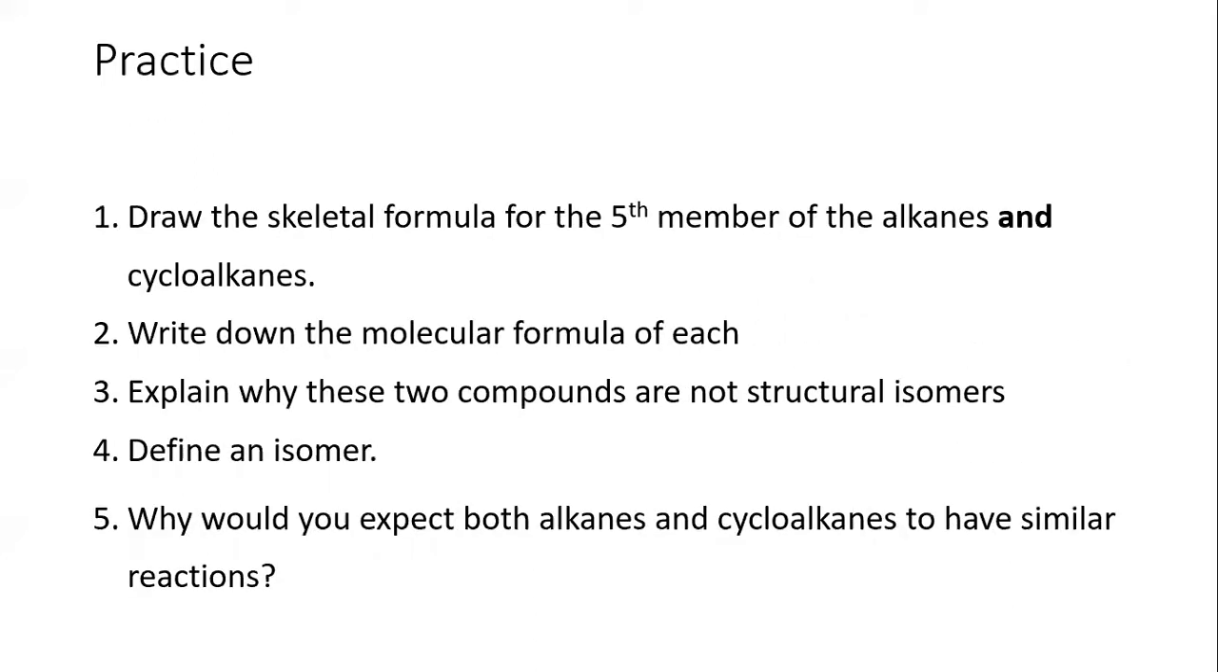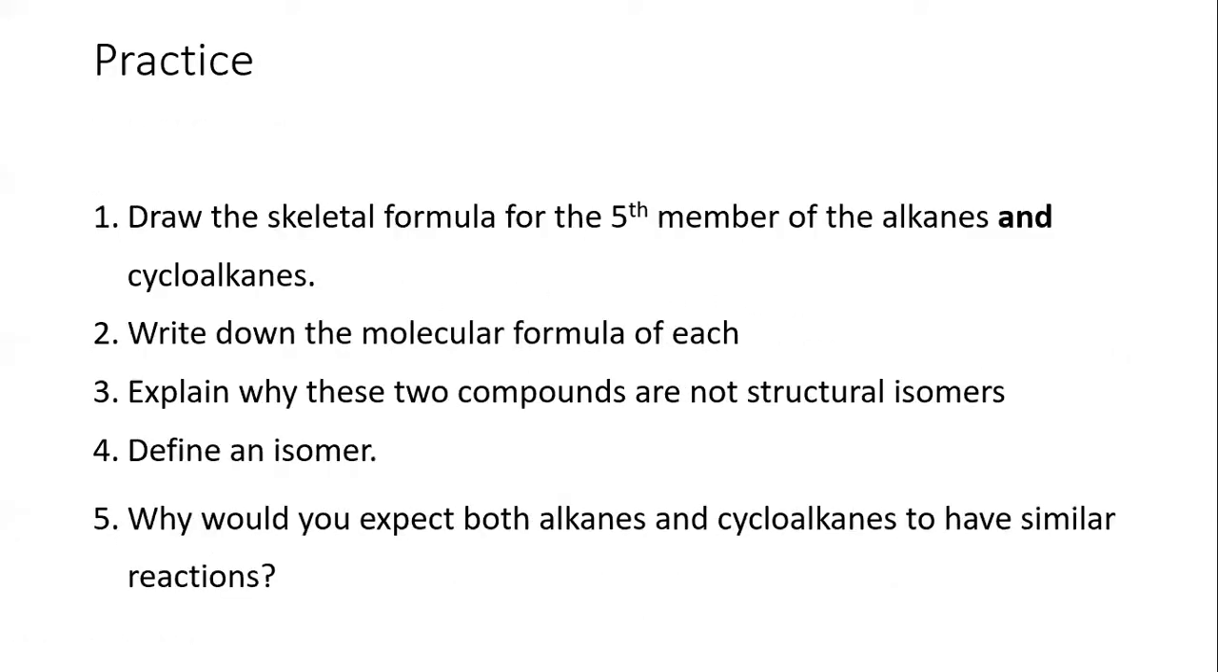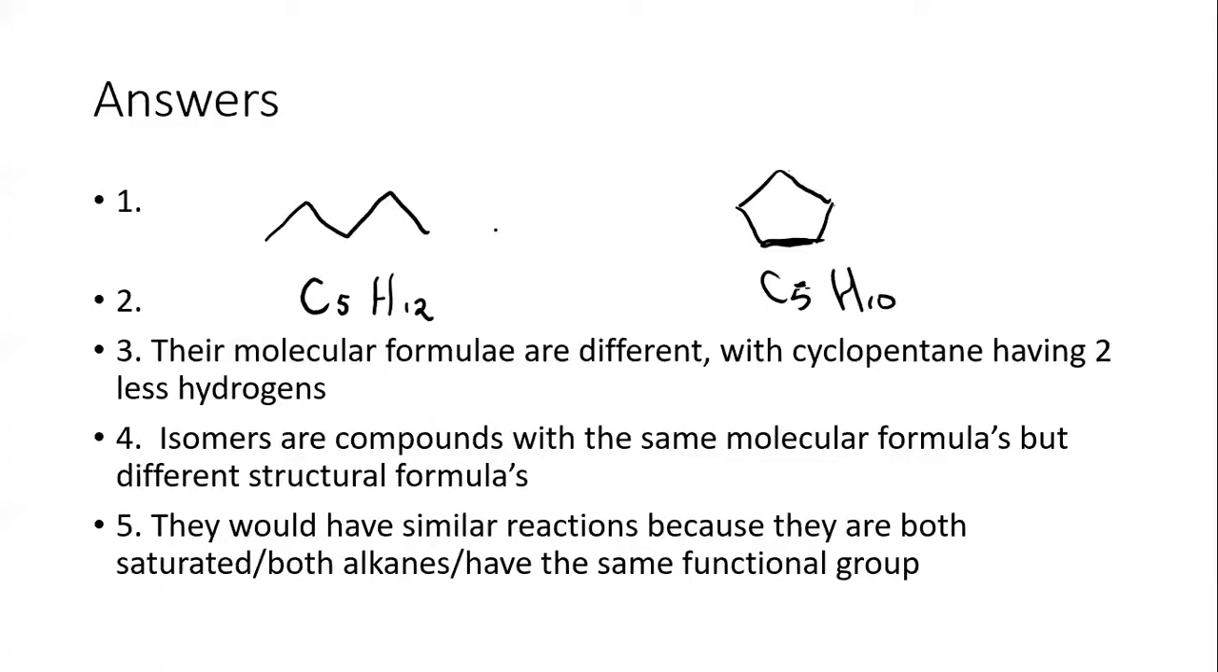Explain why these two compounds are not structural isomers. Many people think they are structural isomers because they're both technically pentane. They're not, because they have different molecular formulas. So the molecular formulas are different, with cyclopentane having 2 fewer hydrogens. We can see that on this line here, question 2. Define an isomer. So what is an isomer? Isomers are compounds with the same molecular formula but different structural formulas, just like these two up here.